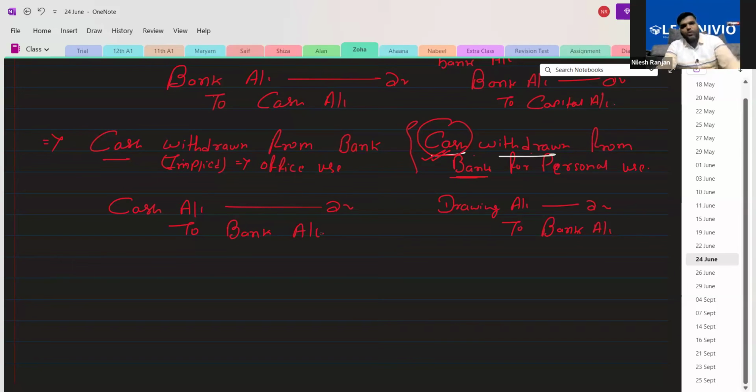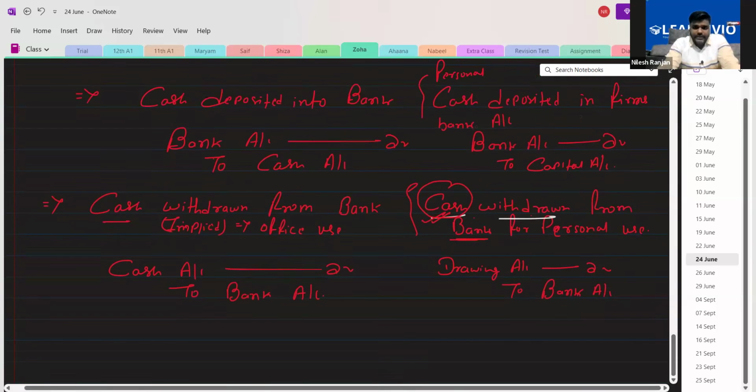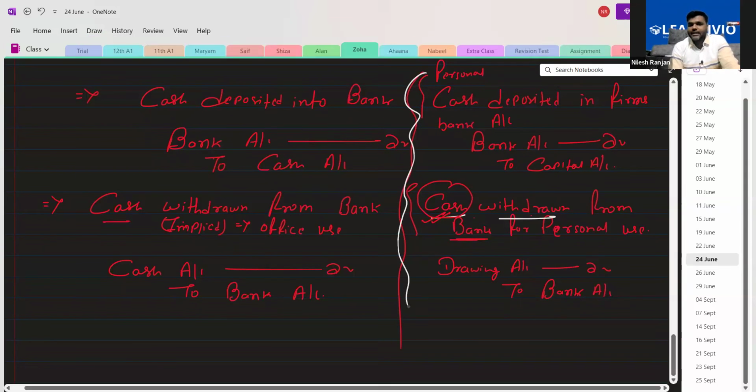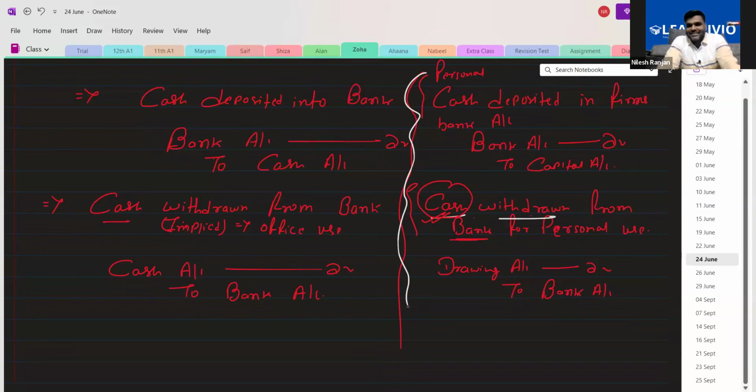Okay. So cash withdrawn from bank is a contra entry, and cash withdrawn from bank for personal use will be drawing account debit to bank. And cash deposited in the firm's bank account from personal cash is bank account debit to capital. These entries are generally given to confuse the student, so that they will mistake them for a contra entry.